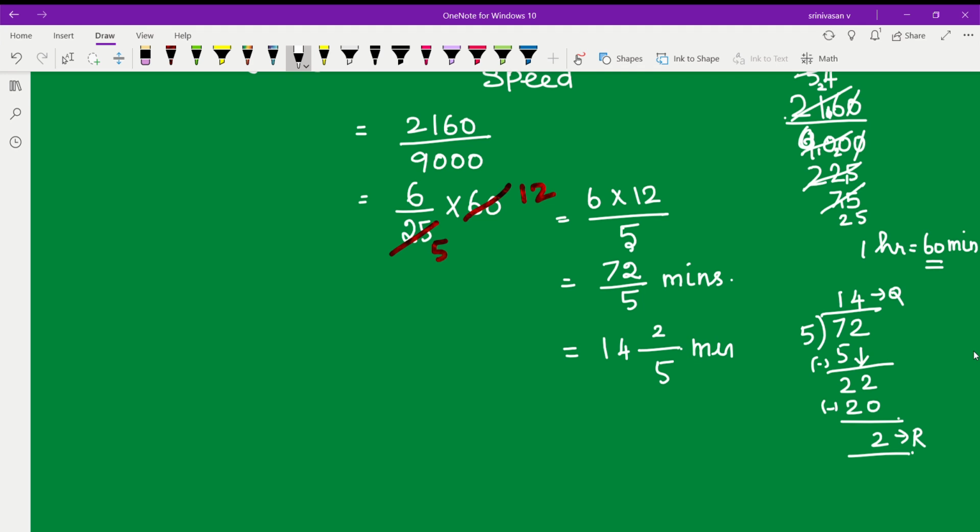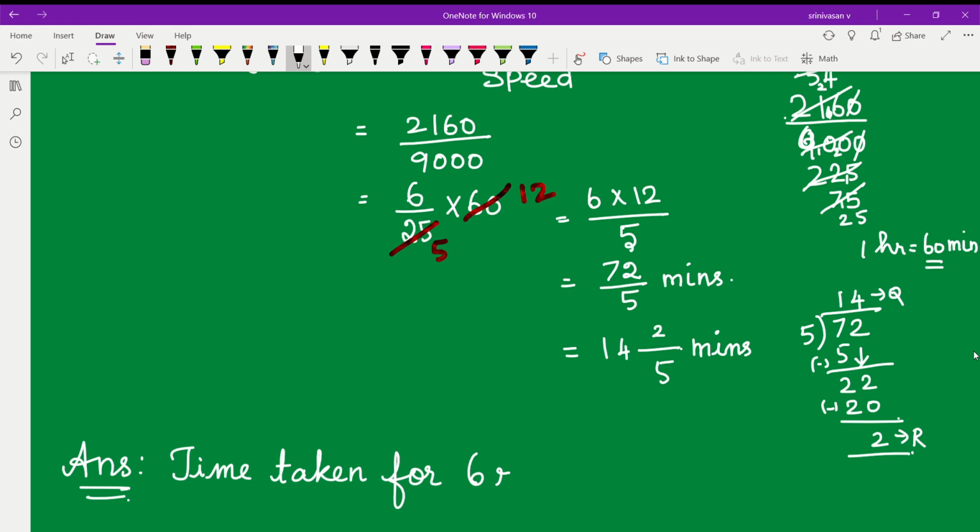Yes, we got the time which covered in 6 rounds. Answer is time taken for 6 rounds equals 14 2 by 5 minutes. I hope you understood the concept. Is it clear, children? Yes.